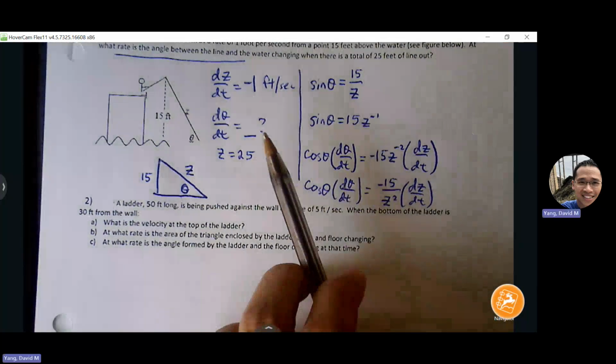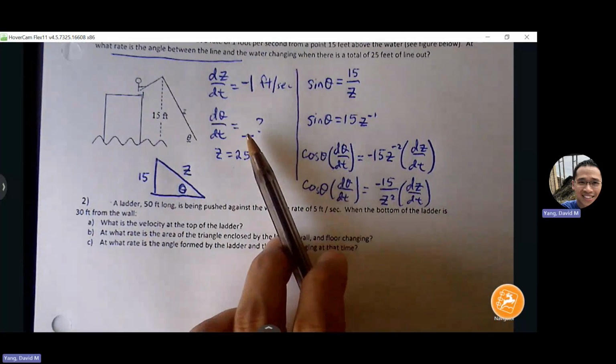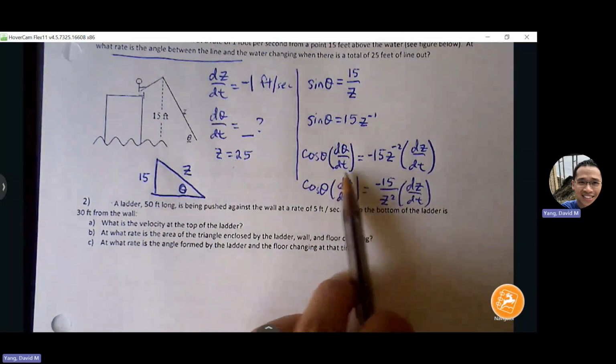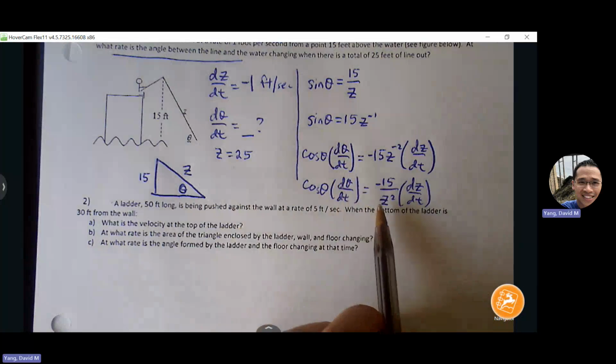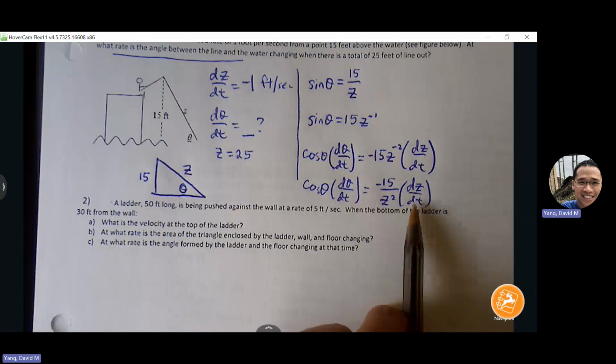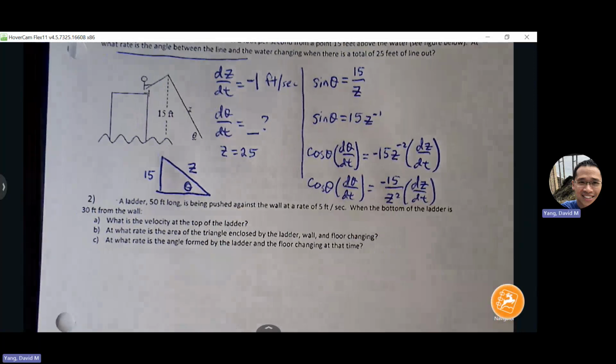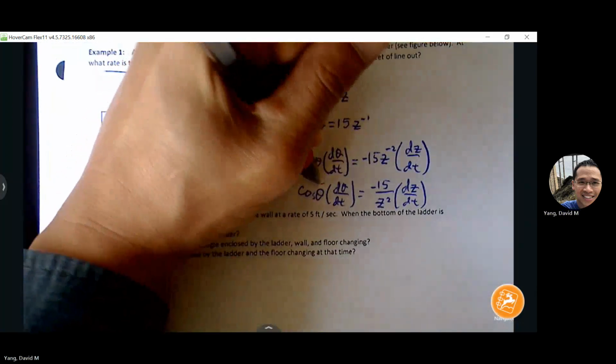Okay, let's see what we have here. We're trying to solve for d theta dt. We have that variable sitting here. We have z that we can put in, which is 25. We have dz dt that we can also see. So now the only thing that is left to figure out is this cosine theta.